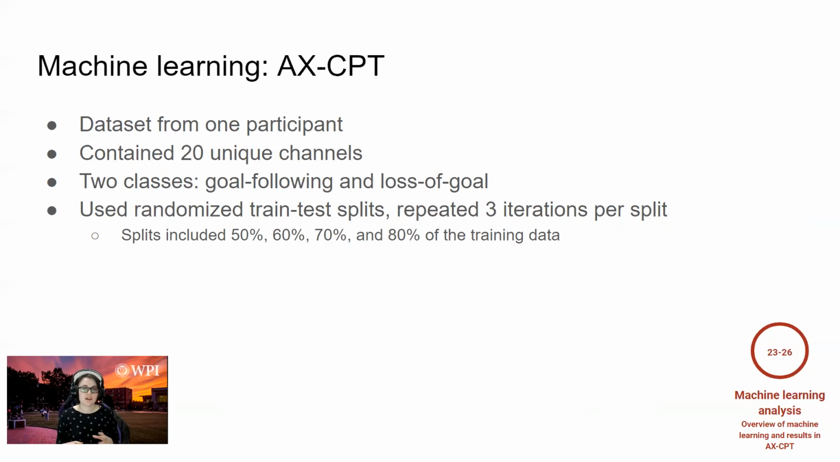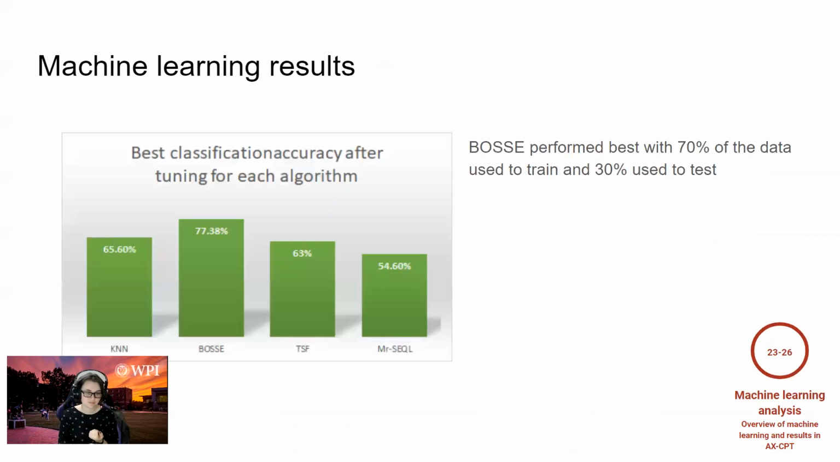And then we randomized what data was used in the training and test splits with 4 different iterations, or 4 different split ratios. And then we repeated these ratios 3 times per split. So this included using 50% of the data in the training set, 60%, 70%, and 80% in the training set.